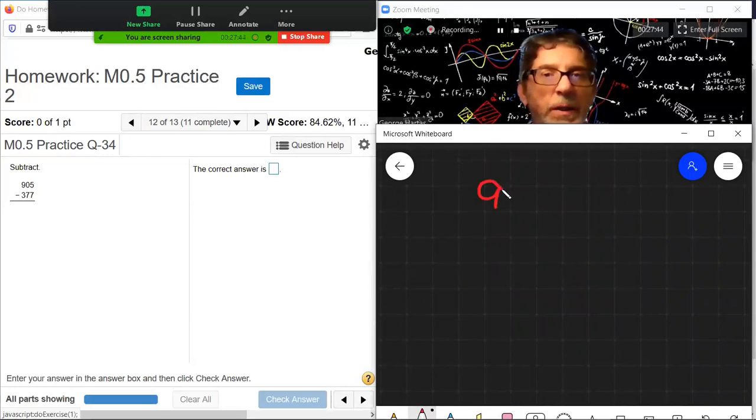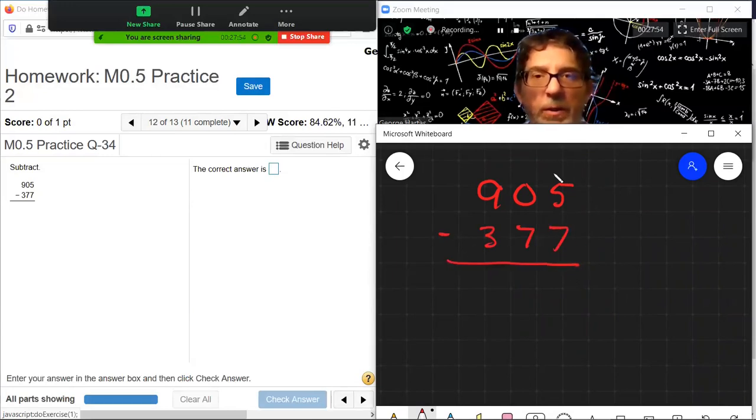Next problem, we got 905 minus 377. We cannot subtract this. The 5 is too small for the 7. We got to borrow from the next number, which is 0, but we cannot do that. So we got to borrow from the 9. The 9 turns into an 8. The 0 temporarily turns into a 10. Because it's a 10, we can borrow from the 10.